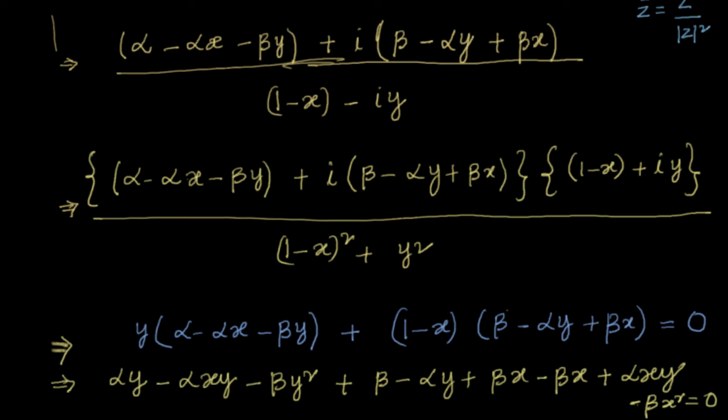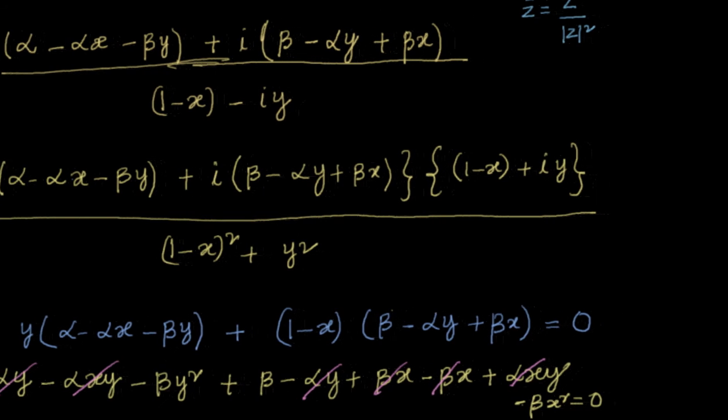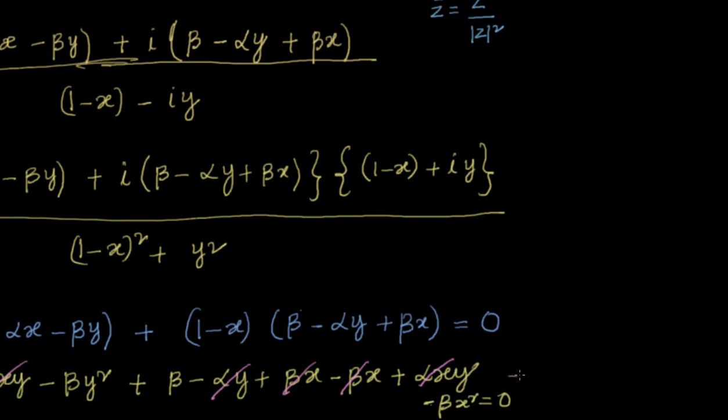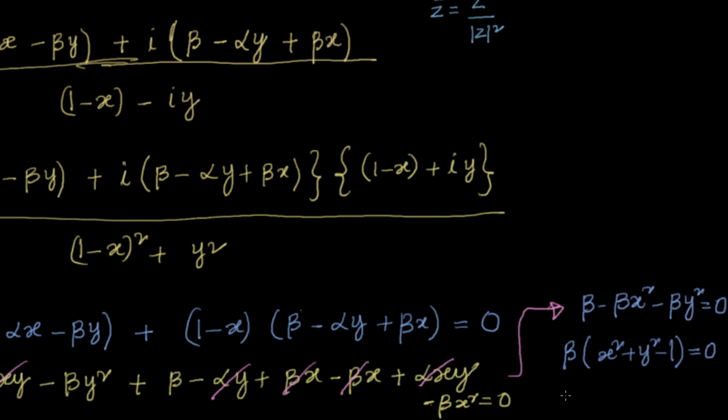Now let us see, are we lucky and we can cancel something here. I have alpha y cancelling out, alpha xy cancelling out. Then I have beta x cancelling out. So that means we can write, what is left out, if you understand, is nothing but beta minus beta x square minus beta y square is equal to 0. Can I take beta common there? And can I say x square plus y square minus 1 equal to 0. They already gave me beta not equal to 0. If you look at the question, that means x square plus y square equal to 1.